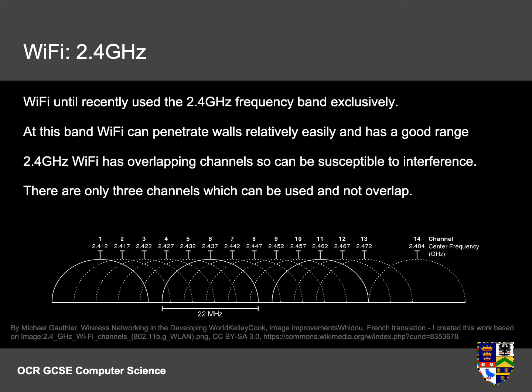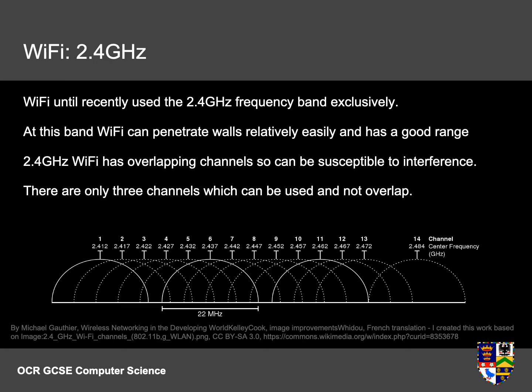Now, there are only 3 channels that don't overlap at all. You've got the 1, 6, and 11 channels. So a lot of Wi-Fi wireless access points will try and make use of those channels and figure out what the best channel is for that particular area.